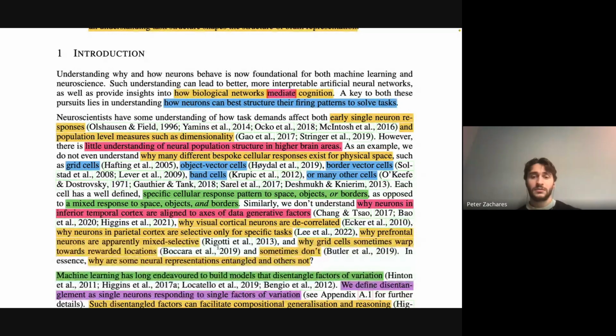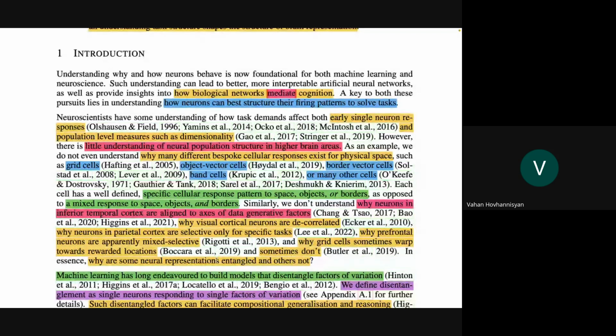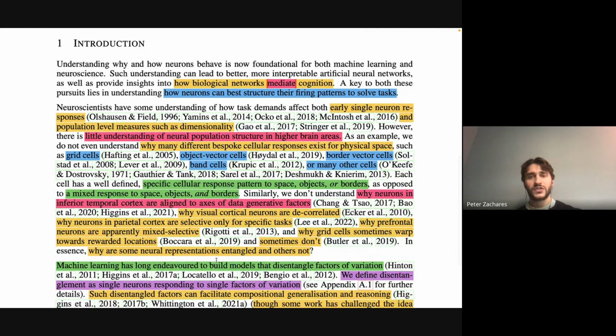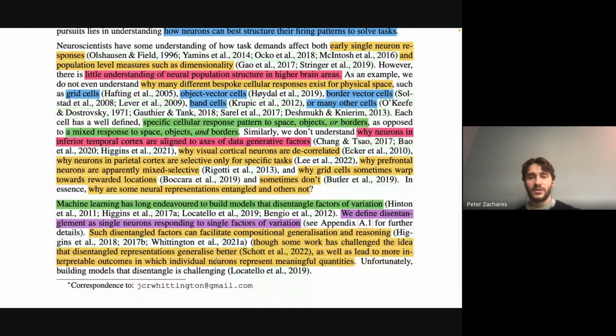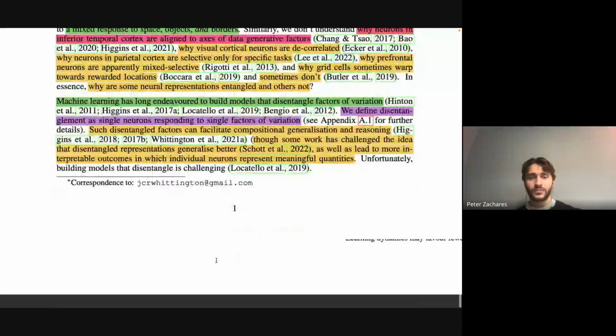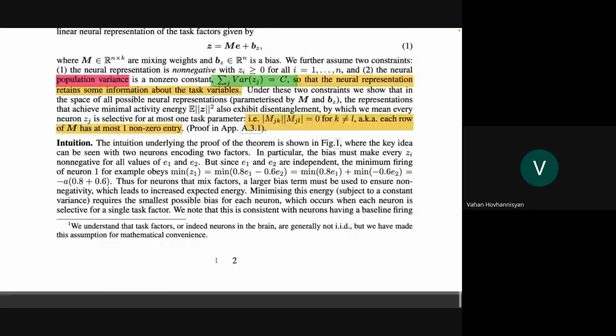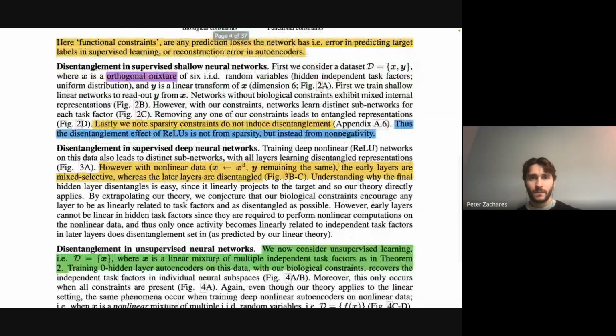Yeah? Sorry, you have a question about entangled. What entangled means? Does it mean that you cannot easily interpret by observing singular neurons and groups of neurons? Maybe I could show you through a diagram in the paper. That would be good, yes. Okay.